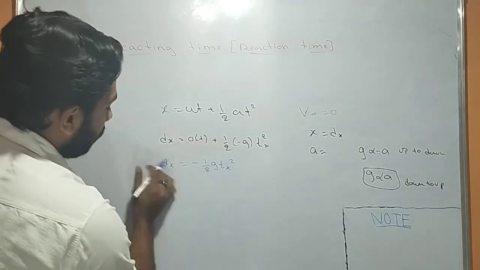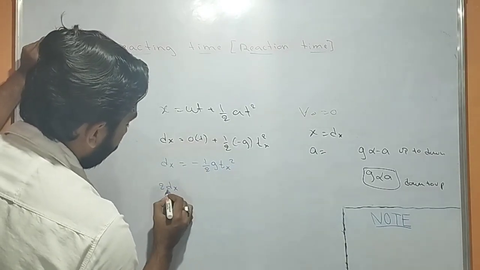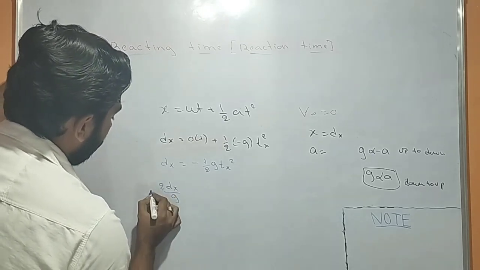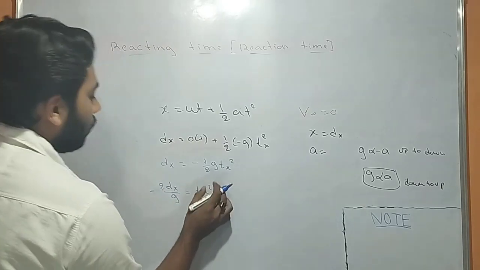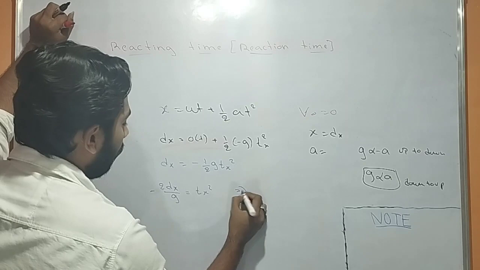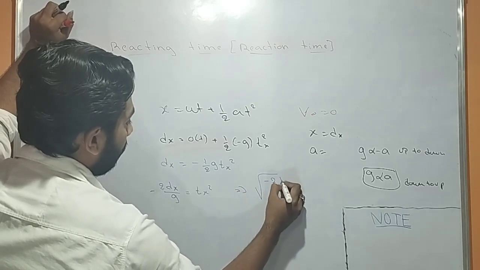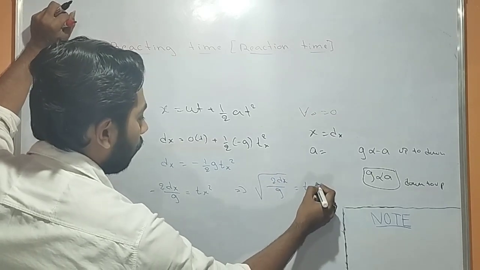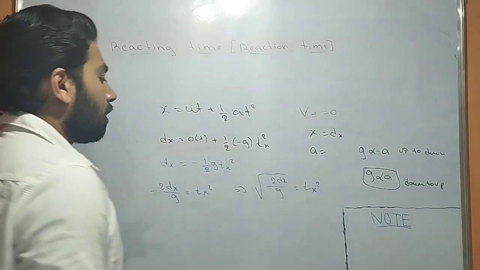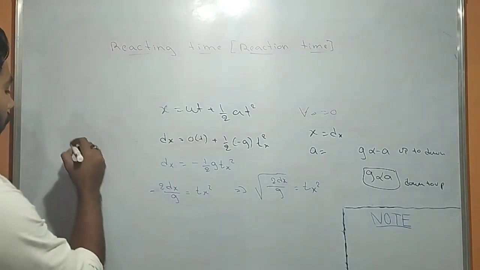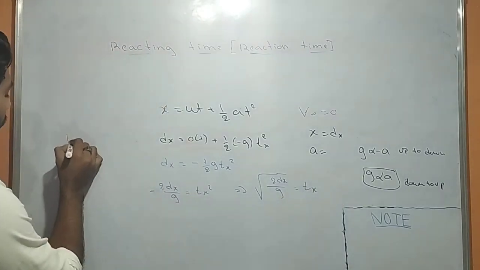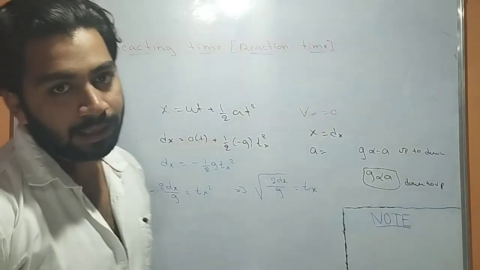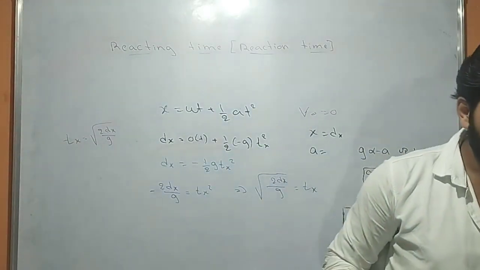We want t, so we can send this to this side: 2 d of x divided by g, minus, is equal to t square. Just take the square root on both sides. This becomes positive. You get the final answer: t of x is equal to square root of 2 into d of x divided by g. Very easy, students. Very easily you got the answer.